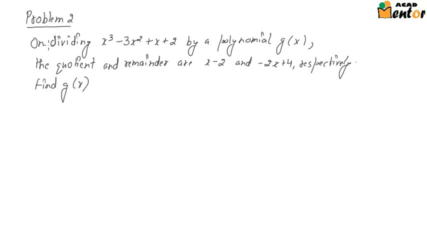The problem states that on dividing polynomial x cube minus 3x square plus x plus 2 by a polynomial gx, the quotient and remainder are x minus 2 and minus 2x plus 4 respectively. Find gx. So remember the relationship. The dividend is equal to divisor multiplied by quotient plus remainder.